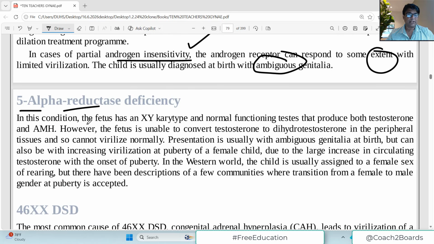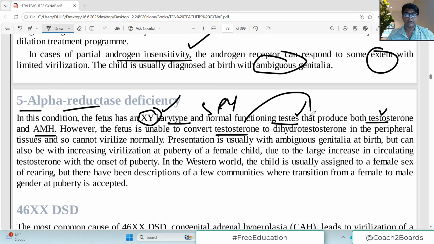5-alpha reductase deficiency. The fetus is XY karyotype. It's a male karyotype. Testes are normal because the SRY gene is there. And testosterone is produced, also AMH. So no female internal genitalia, so uterus and vagina do not form, and testis is present, testosterone is there. However, the fetus is unable to convert the testosterone into dihydrotestosterone. As a result of this, there is no virilization, and female genitalia or externally ambiguous genitalia are present. So it looks like a female child, but is actually a male child.